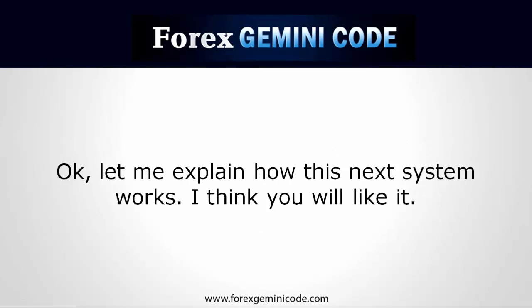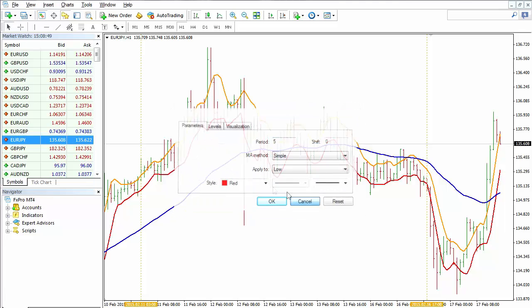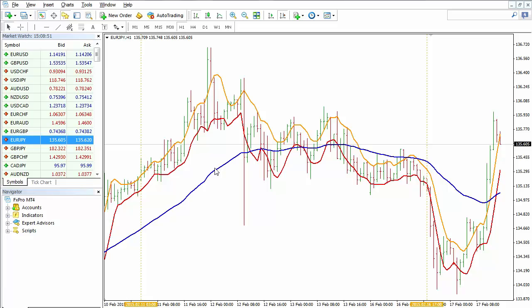Okay, let me explain how this next system works. I think you will like it. So here is the chart, and after you upload the template that you downloaded, that's how it looks. You have 3 moving averages on the template, and the 2 short-term moving averages are 5 SMA, simple moving average. One of them, the orange one, is from highs, and the bottom one is from the lows, as you can see right here. Now the idea is very simple.